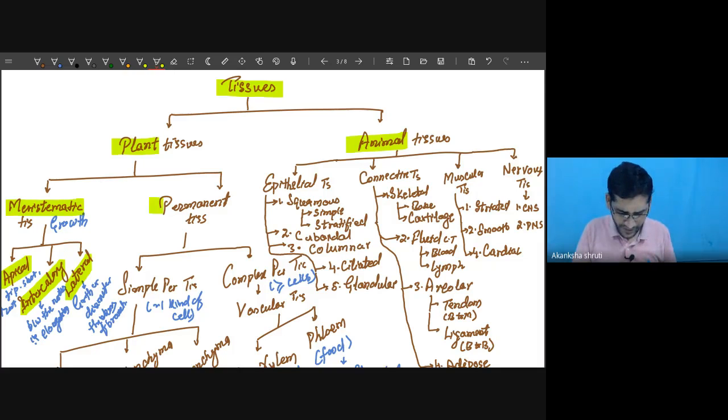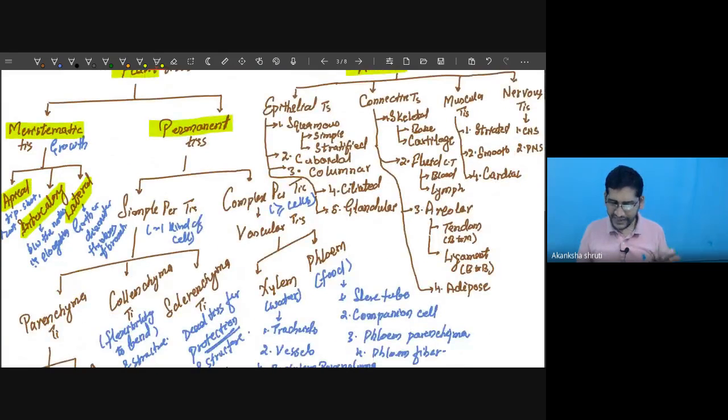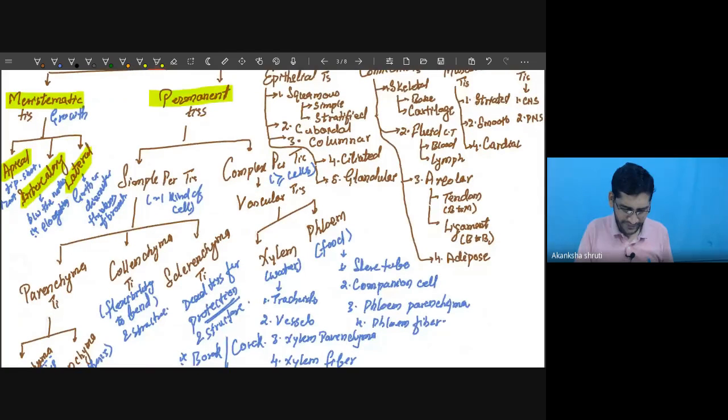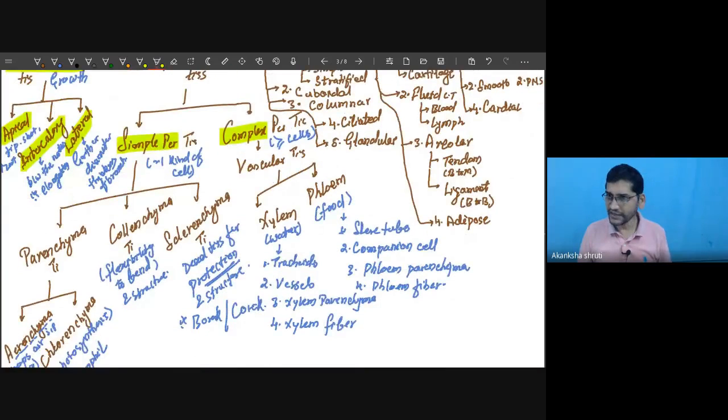Now coming to the permanent tissues. Permanent tissues are for a specific task, like giving strength, carrying out photosynthesis, protection, etc. They may be simple tissues. Simple tissues are those tissues which have only one kind of cell, or they may be complex tissues. Complex tissues are those which have more than one kind of cell. These are in plant tissues, not in animal tissue.